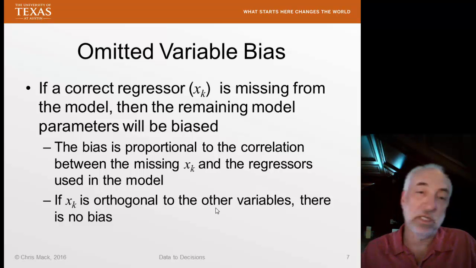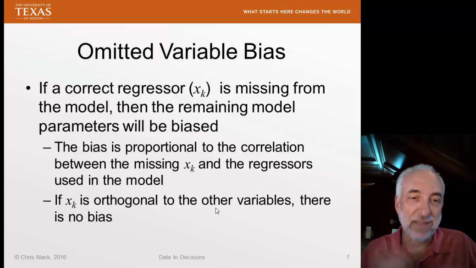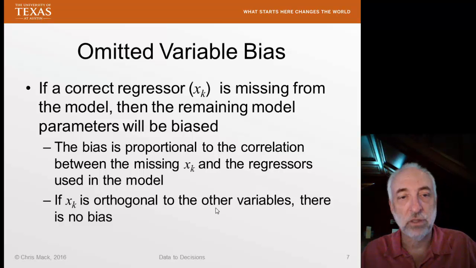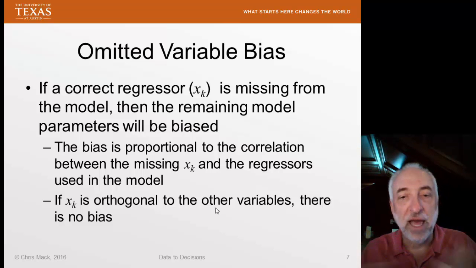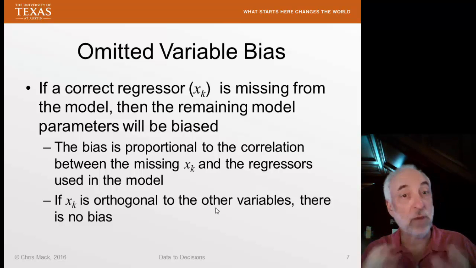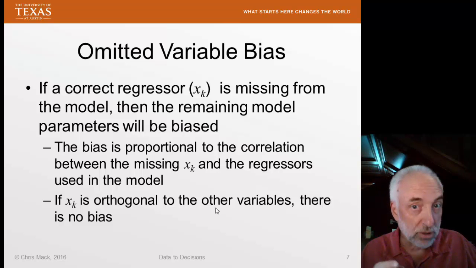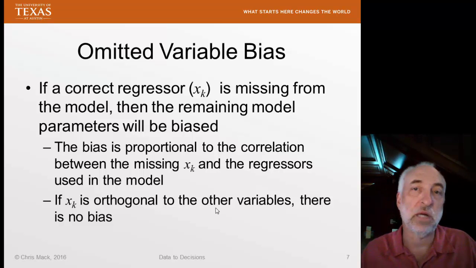Now that assumes that we have some multicollinearity present, which is almost always the case. But if xk, the missing regressor, is orthogonal to the other variables, then there will be no omitted variable bias. That would be fabulous. That's what we always hope for. We love having orthogonal variables in our model. If that's not the case, and generally it's not, then omitted variable bias will exist, and we have to keep that in mind. And that's why we want to make sure that every correct regressor is actually included in our models.